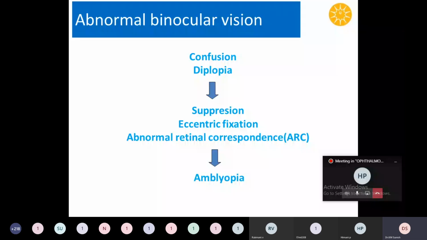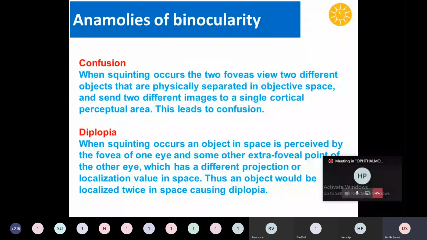So the abnormalities of binocular single vision, you should know that the first one is confusion. When squinting occurs, the two foveas view two different objects that are physically separated in objective space and send two different images in a single cortical perceptual area. This leads to confusion, and confusion can lead to eye strain and headache.